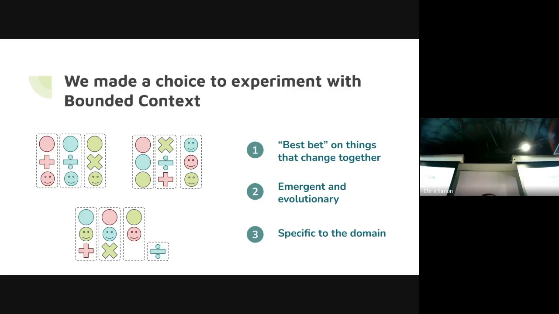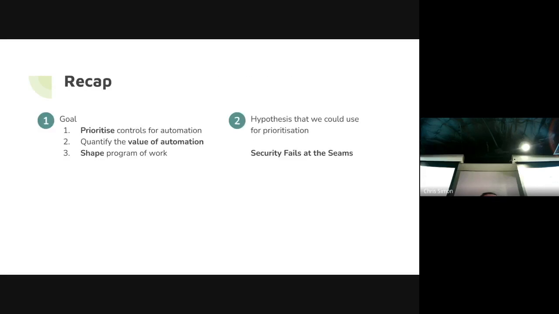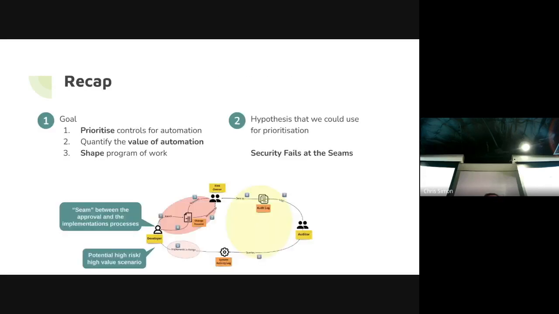Bounded contexts are emergent and evolutionary, and they're very specific to the domain. The fact that they're specific to the domain is really important because it directly links to the conversation around enabling business decision making. So we had to prioritize controls for automation. We had a hypothesis, security fails at the seams, and we had a view of the seams.